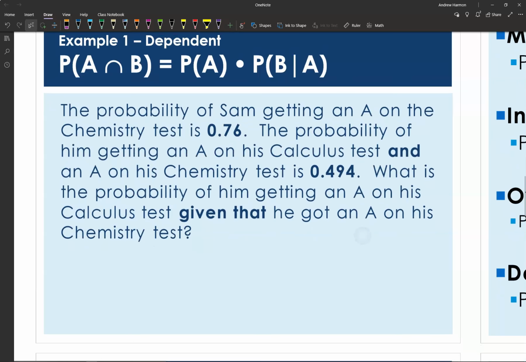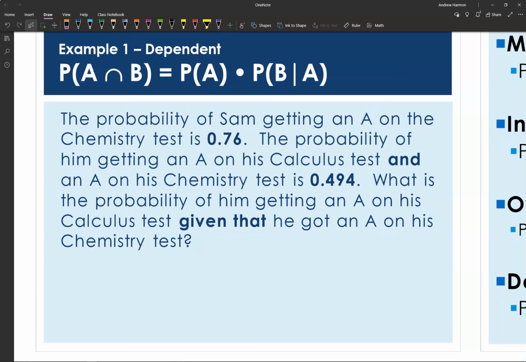So here we go. The probability of Sam getting an A on the chemistry test is 0.76. Before I get anywhere, every time I read a sentence and I'm given a probability, I like writing it down. So let's write the probability of chemistry, and since we're doing chemistry and calculus, I don't want to use C, so I'll use the second letter, H. So the probability of chemistry is 0.76.